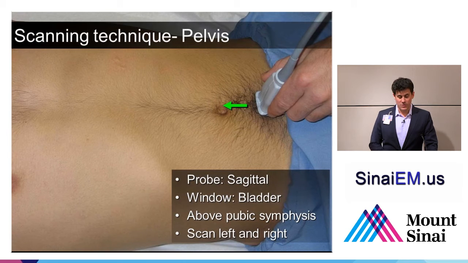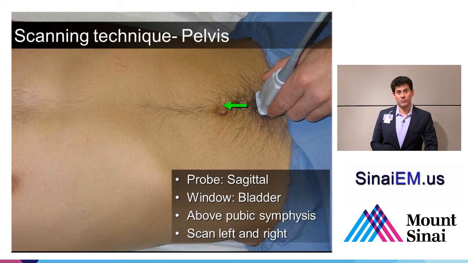So we'll start by describing the sagittal view here. We're going to be using ideally the bladder as a window, and we're going to aim just above the pubic symphysis. A lot of people go up too high towards the umbilicus, and that really limits the view significantly, especially when the bladder isn't very full. So putting the probe right on top of the patient's pubic symphysis and then angling down should help you image the pelvic cul-de-sac, even in a person whose bladder is relatively empty.